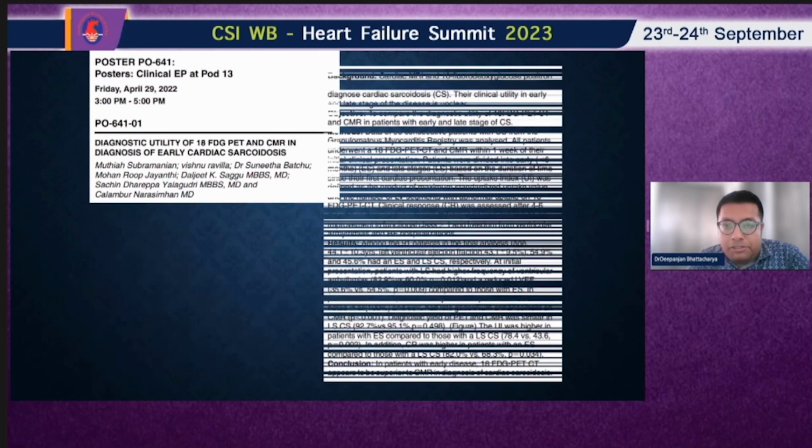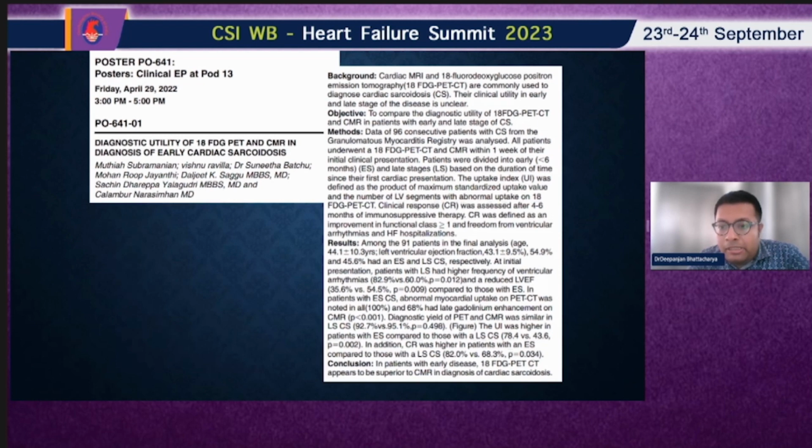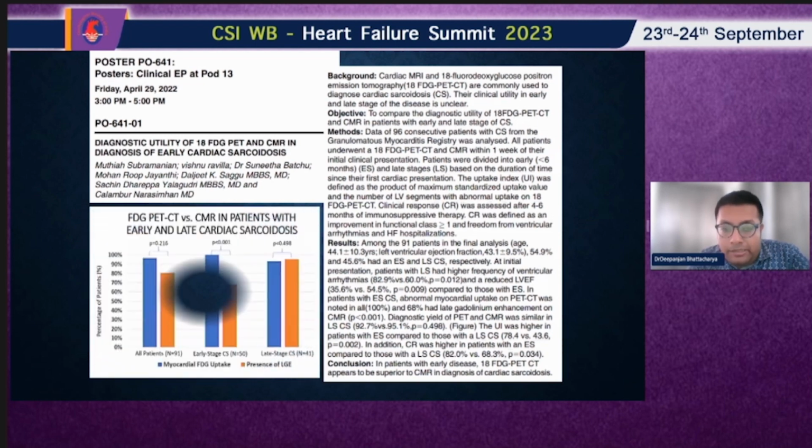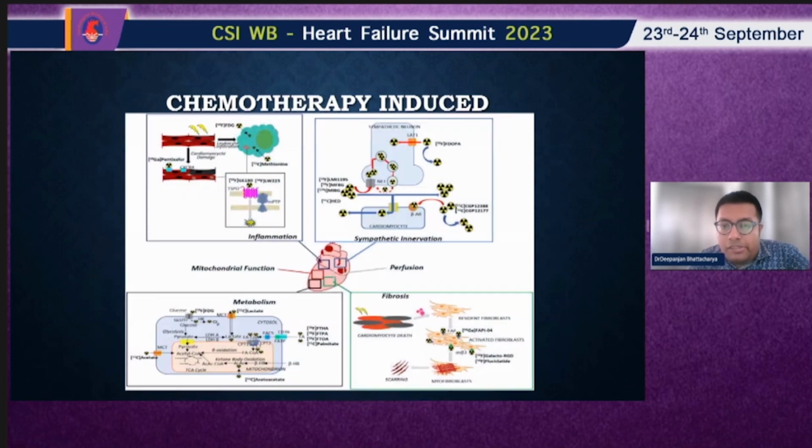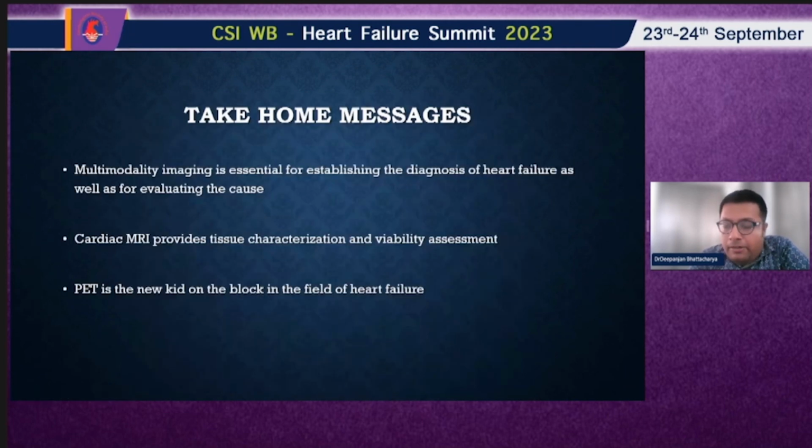And this was a study which was presented in the HRS from India. And they found that the PET scan was much superior to cardiac MRI in diagnosing cardiac sarcoid, especially in the early stages. And in chemotherapy-induced cardiotoxicity, these are the FDG molecule, the PET molecules which are used for identifying early chemotherapy-induced myocardial dysfunction, and it is still in the investigative phase.